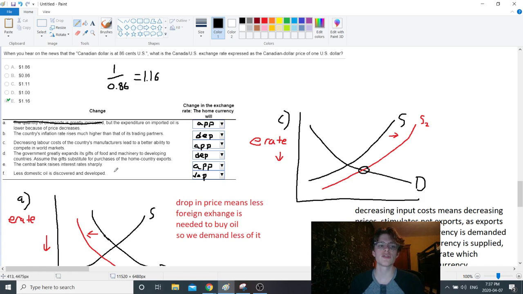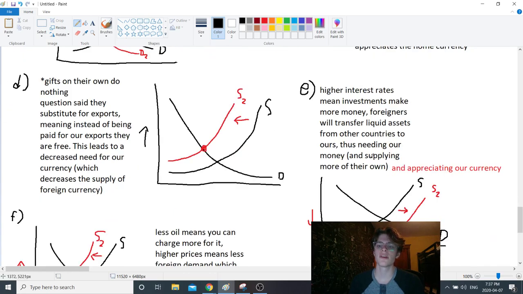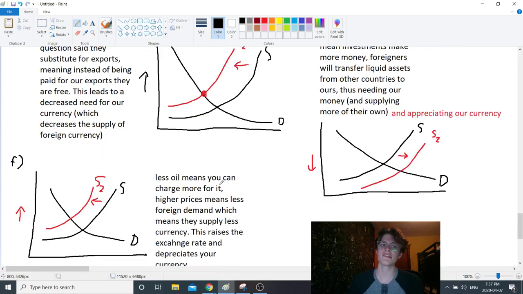E, the central bank raises interest rates sharply. So I talked about interest rates before. Higher interest rates mean investments make more money, so foreigners will transfer liquid assets from other countries to ours. And to do that, to buy our assets, they're going to need more of our currency, so they're going to have to exchange more of their own currency, which is going to increase the supply. That is going to lower the exchange rate, which appreciates our currency.